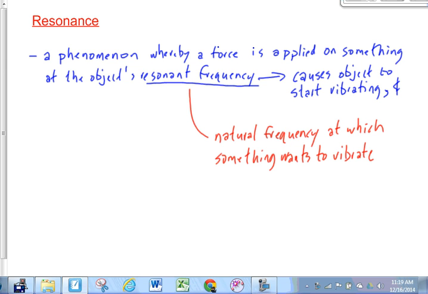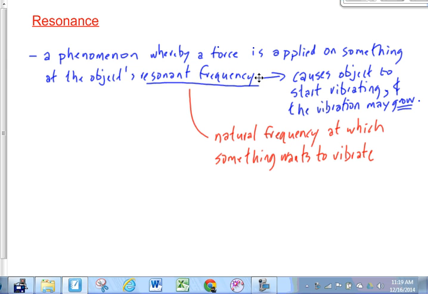Causes the object to start vibrating. And the vibration may grow, which means the vibration may get bigger and bigger and bigger. In other words, I hit a desk, it vibrates at its resonant frequency, it's done. But if I was able to match the resonant frequency, in other words, if I was able to hit that desk with my hand at the same frequency as that sound was produced, which I couldn't because that sound is too high of a frequency for me to do it with my hand.